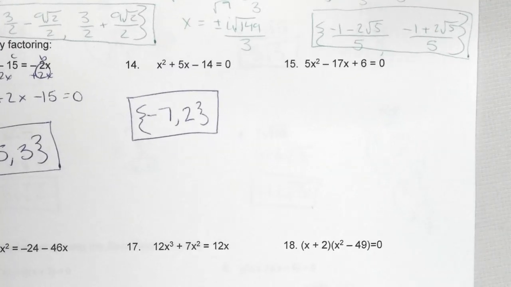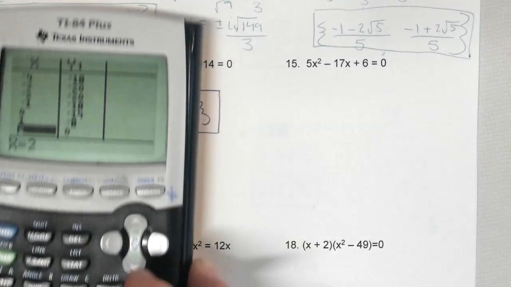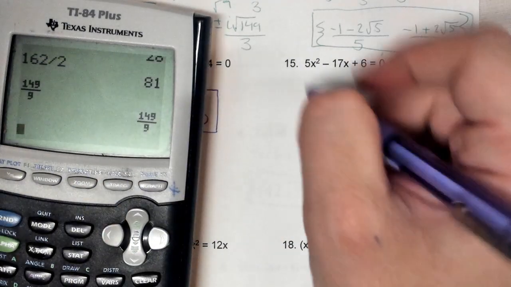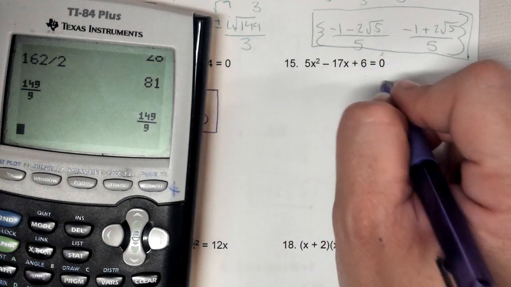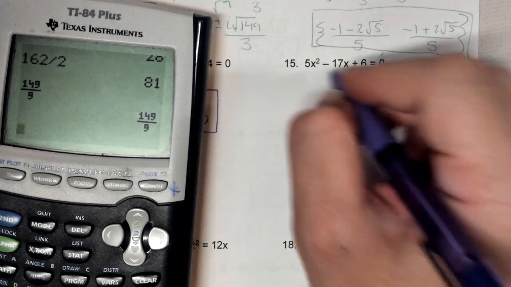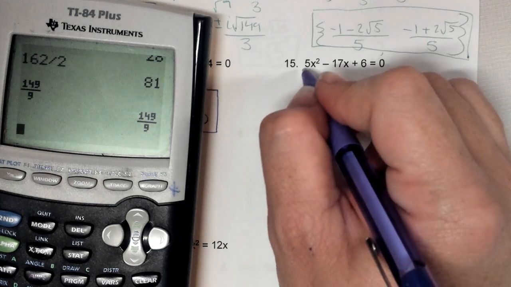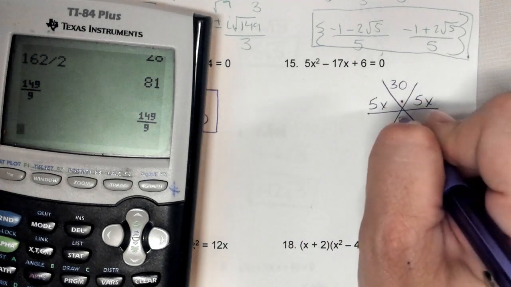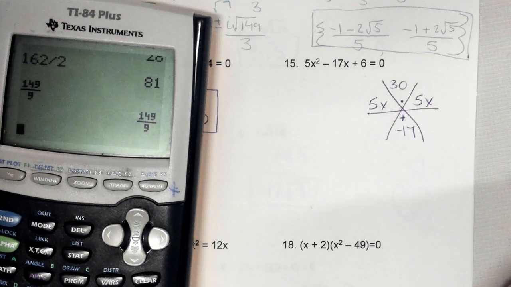Okay, look at number 15. This time a is not 1, so I cannot do it in the calculator. So I know there is no GCF. A is 5, so 5x, b is -17, and 5 times 6, a times c, is 30. So what multiplies to give me positive 30 and adds to give me -17?